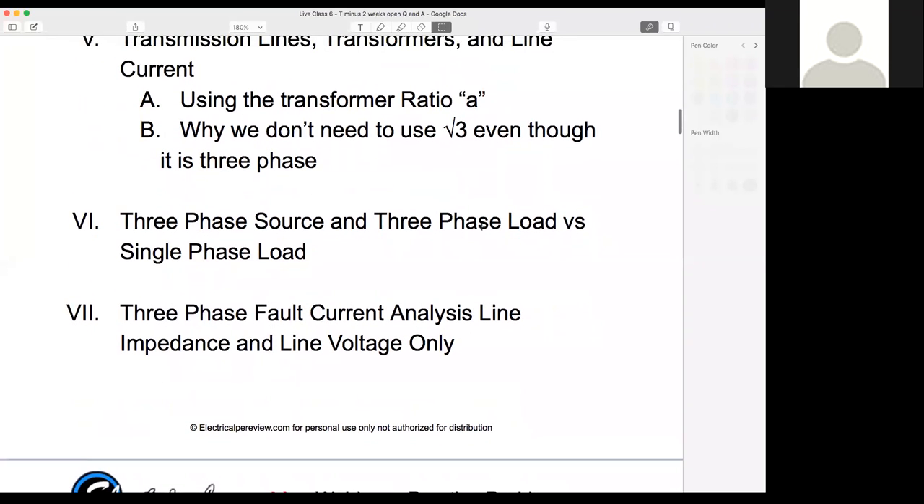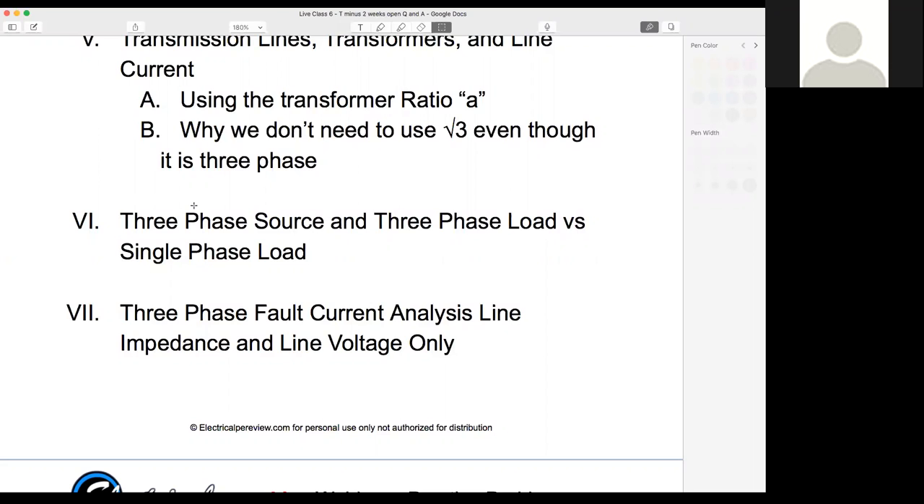Next, 3-phase source and 3-phase load versus a single-phase load. I was a little hesitant to talk about this one tonight because we touched on it briefly in a previous live class, and there's also a case study published on the Power Fundamentals Bootcamp. But I've gotten a bunch of emails since the last class asking to go over this a little bit more in detail today.